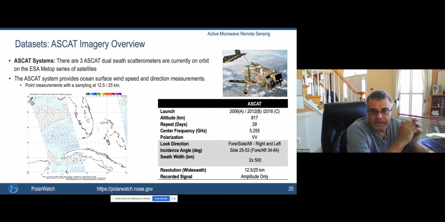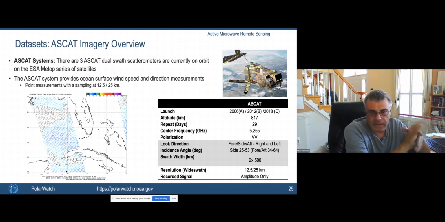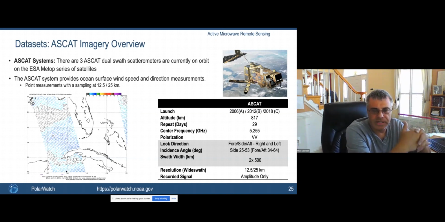And it has the advantage, from a research perspective, that it operates very, very similarly to the synthetic aperture radars that are up. It's a C-band system, almost at the exact same frequency. It looks sideways the same way that the SARs do, in almost the same incidence angles. It has very similar swath widths, and so these data can be used together when you're doing some of your research.